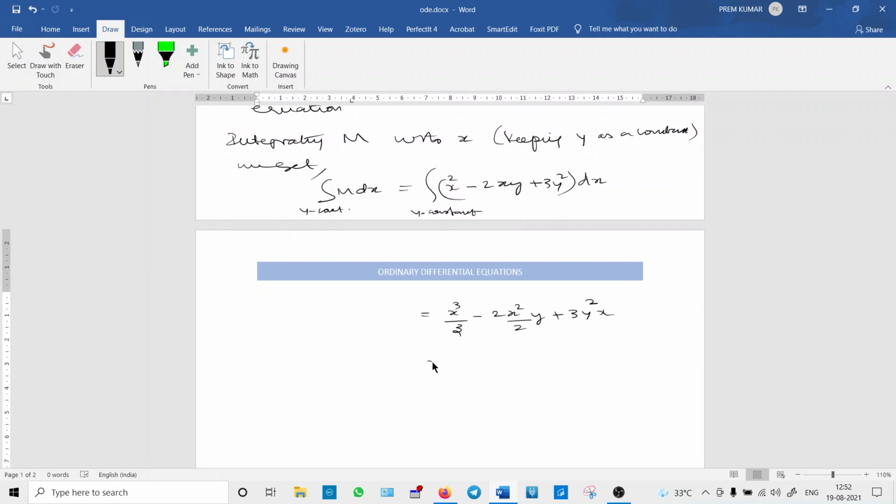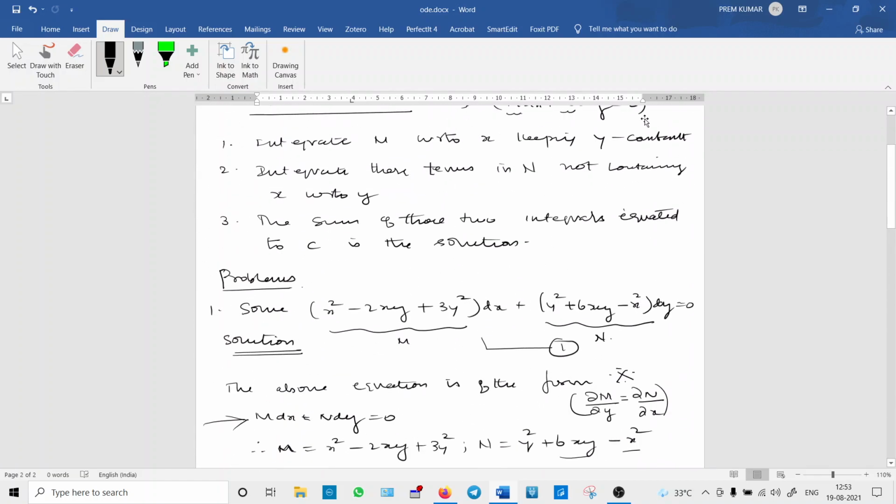Okay. We don't add the constant of integration here, because step 1 is just to integrate with respect to x, keeping y as a constant. So we get x cubed by 3 minus x square y plus 3 y square x. This is nothing but integrating M with respect to x, keeping y as a constant.